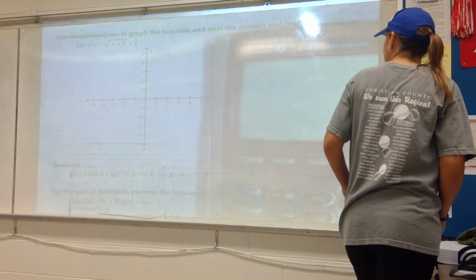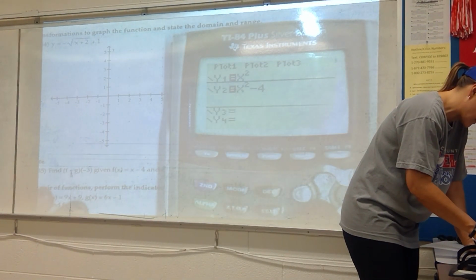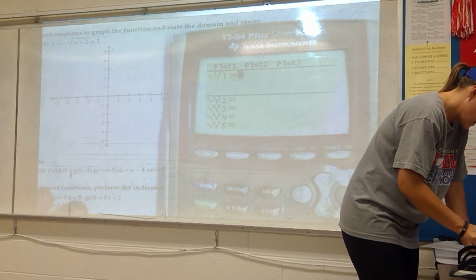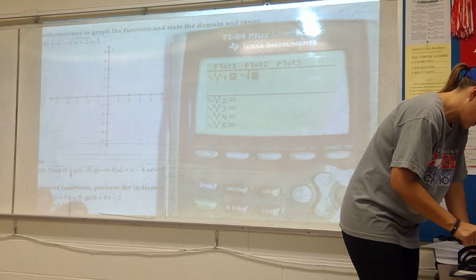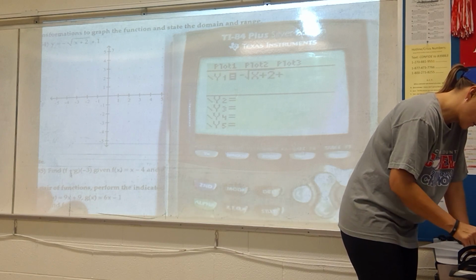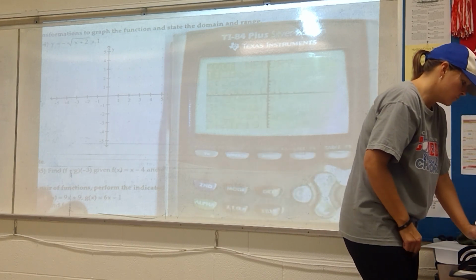Don't hate, calculate. So y equals, clear out anything you have in there. Negative square root of x plus 2. Go outside the radical, hit plus 1. Zoom standard.